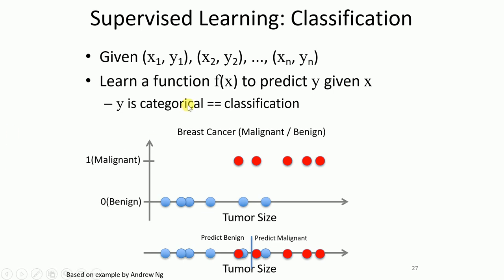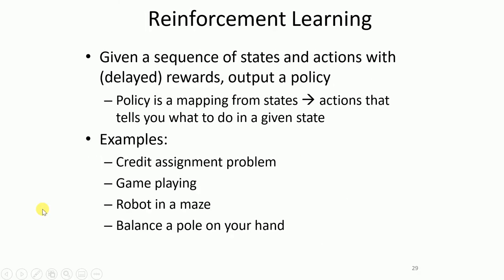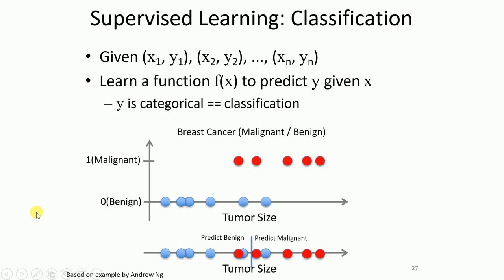Categorical means it can have two categories or more than two categories. If we have two categories, that is called logistic regression, or we can say classification, right? There is an example of breast cancer that can be malignant or benign. Tumor size is on the x-axis, and we have these two classes: one is benign and another one is malignant.